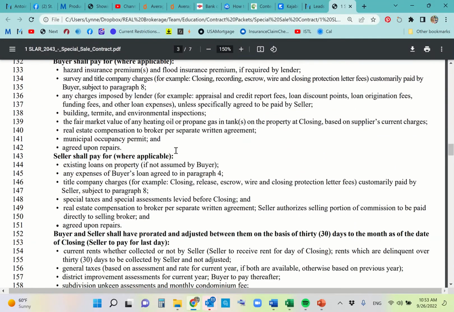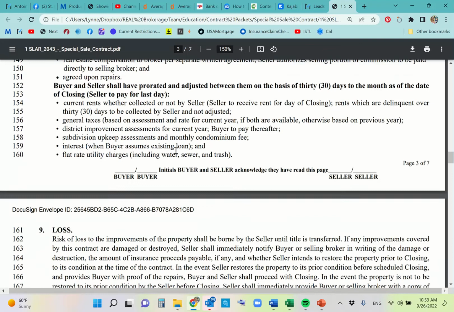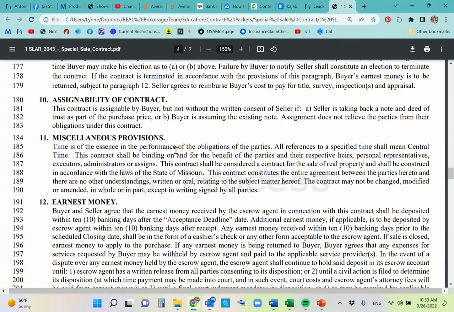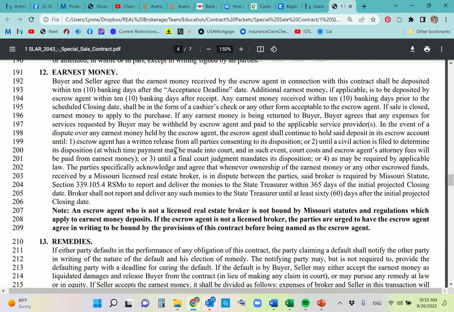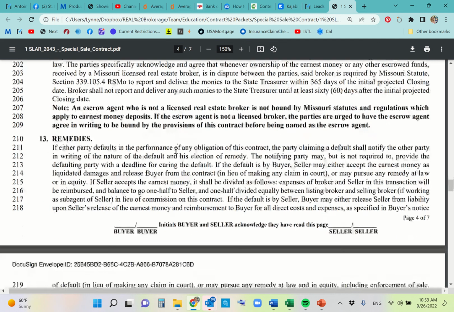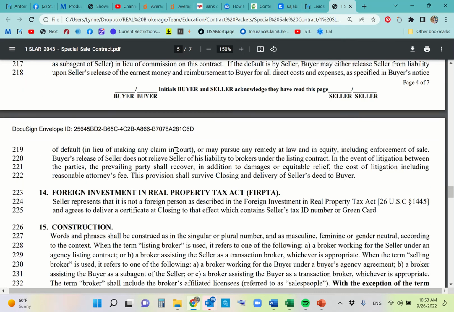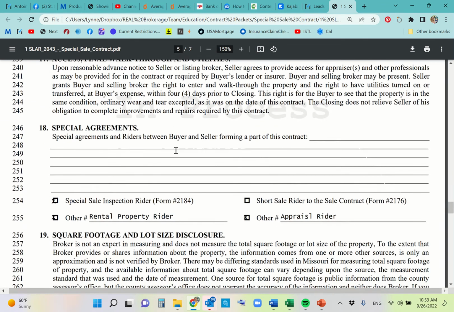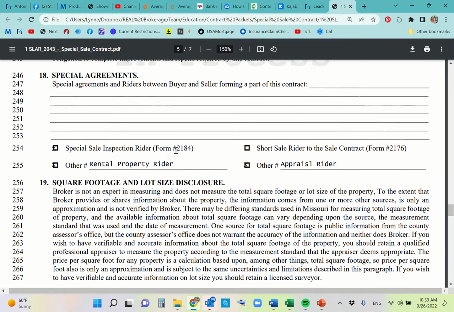So again, I'm not trying to train you on the entire contract or interpret it for you, but you should have read these contracts before you start writing them. Because you're going to need to know how to move around within the contract to achieve things for your clients and to protect them. This explains the earnest money, right? All the remedies, etc. And then again, more of this is written. It's not anything that we're going to modify.